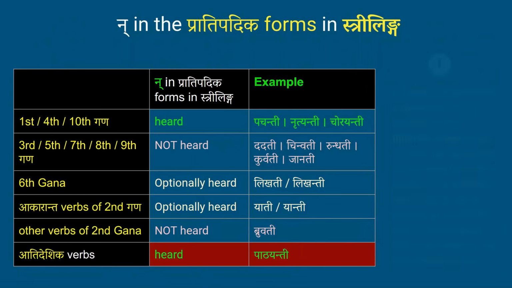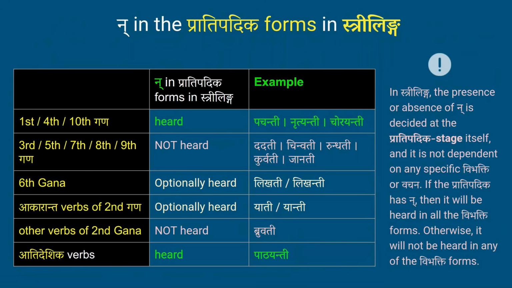One thing to remember here is that unlike the pullinga or the napumsakalinga forms, in case of strilinga, the presence or absence of na is decided in the pratipadika stage itself, and it is not dependent on any specific vibhakti or vachana. In other words, if the pratipadika has a nakara before the takara, then it will be heard in all the vibhakti forms, and otherwise it will not be heard in any form.